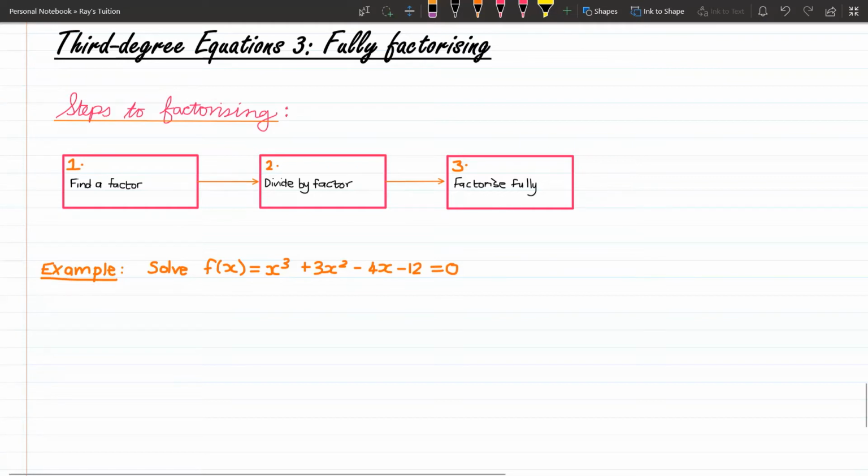The final step is to factorize fully, so factorize the remainder once we've divided, and then we will be able to solve the equation. So here, let us have a look at the example over here.